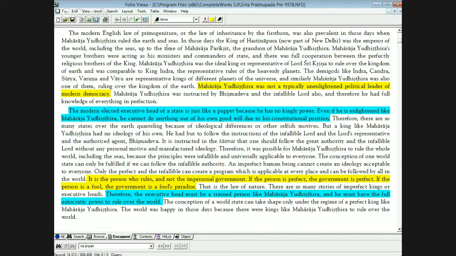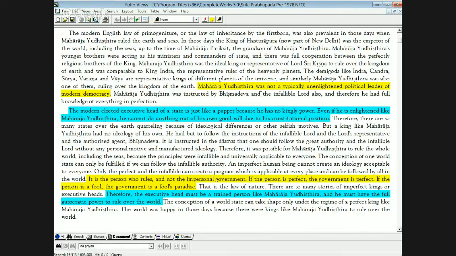That is the law of nature. There are so many stories of the imperfect kings and executive heads. Therefore, the executive head must be trained like Maharaj Yudhishthir, and he must have full autocratic power to rule over the world. The conception of the world state can take shape only under the regime of a perfect king like Maharaj Yudhishthir. The world was happy in those days because there were kings like Maharaj Yudhishthir to rule over the world. Now this is the purport by Srila Prabhupada, some points.